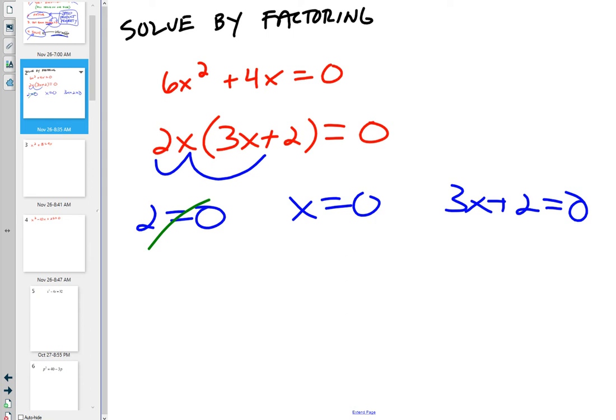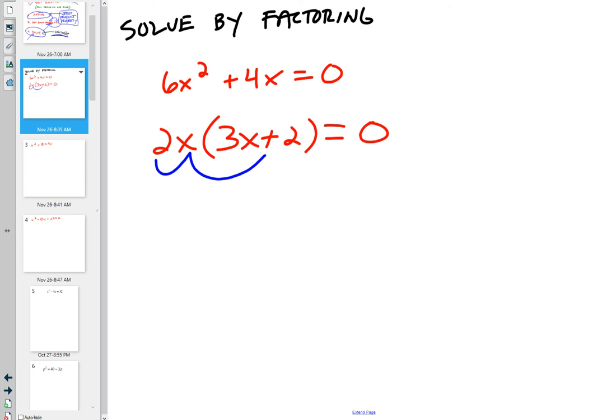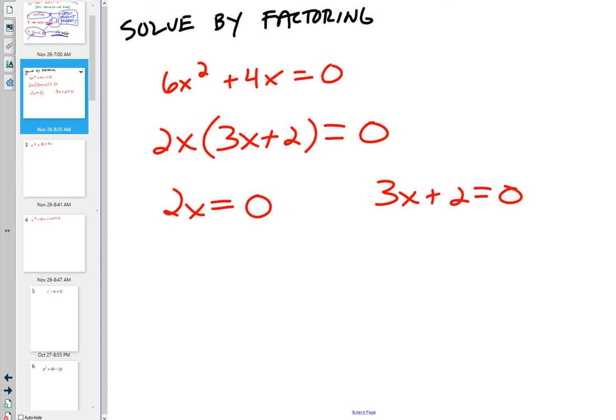But fine, let's say you still don't get that. A lot of people just want to leave the 2 together with the x. Fine. Be my guest. Go ahead and leave the 2 with the x. 2x equals 0 and 3x plus 2 equals 0. And now we solve. What was the maximum amount of solutions we said we could have? 2, and let's say we're going to get that. How would I solve the first one? Okay. What does that mean? What's that equal to?